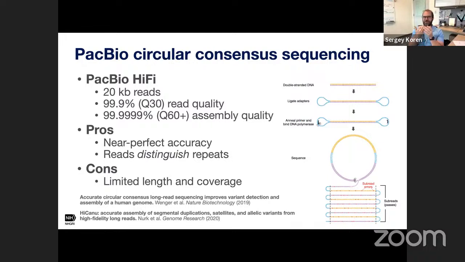And so it's shorter than the ONT data because you have to be able to read a molecule multiple times. So it can't be more than about 20, 25 kb because the polymerase just can't read a longer molecule enough times to get a good consensus. But they are extremely accurate, near perfect reads.